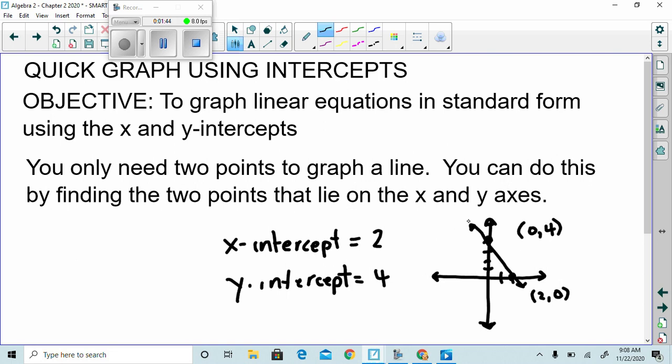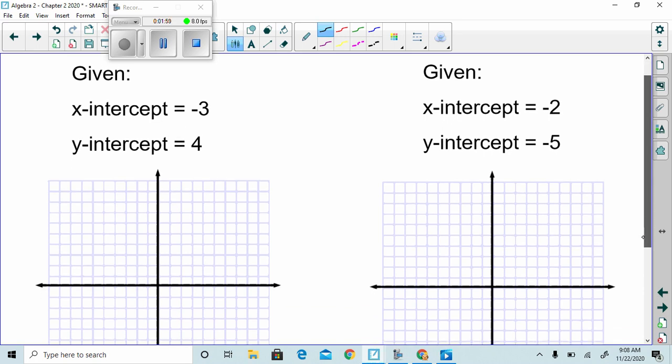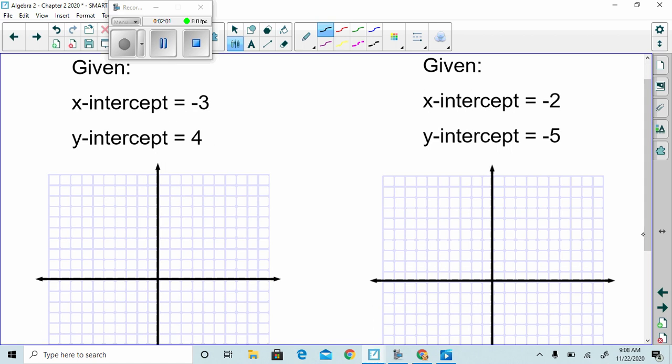So let's try a couple. Do a couple of rough sketches, and we'll do the ones that are easiest to start with because they're already given. So I will be telling you what your x and y intercepts are, and you just go ahead and graph. We can also talk about recognizing the slope of the line as we do these.